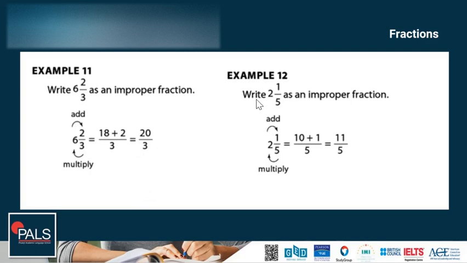Example 12. Write 2 and 1/5 as an improper fraction. Multiply the whole number and the denominator. 2 times 5 is equals to 10 plus the numerator 1 is equals to 11. So the answer is 11 over 5.